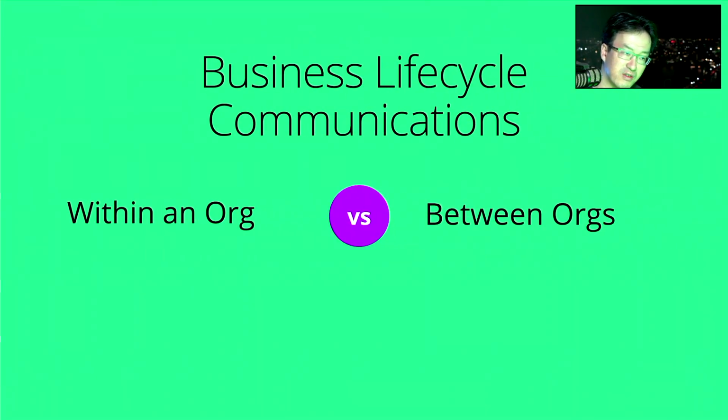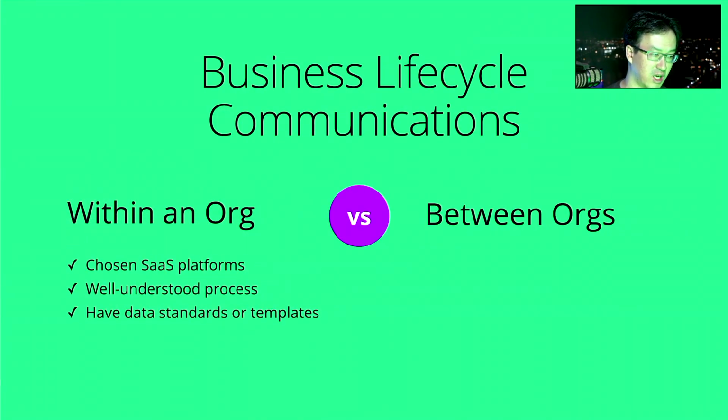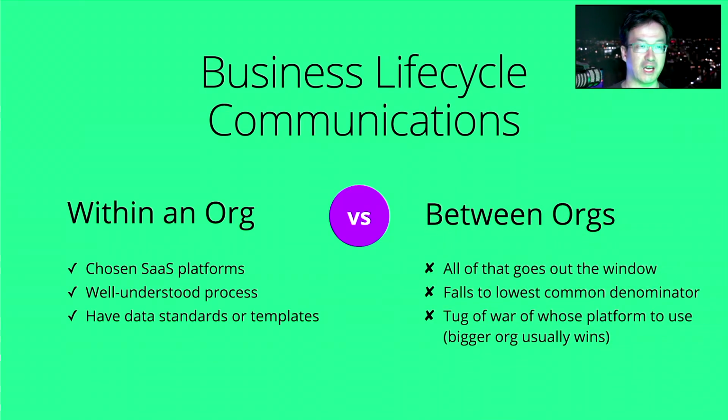Because as we know, business life cycle communication is communication within and between organizations. Within the organization, you're good. You've got a chosen platform, you know how it works, you know the understood process, you've got data standards and templates. But between organizations, all that goes out the window. We just fall to the lowest common denominator and say, what can we both agree on? We agree on an Excel spreadsheet. We agree on just using something on a public website instead of using our platform. And that's the tug of war of whose platform to use.